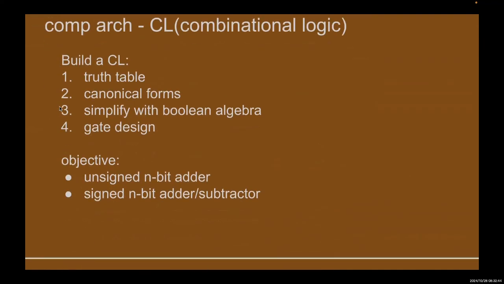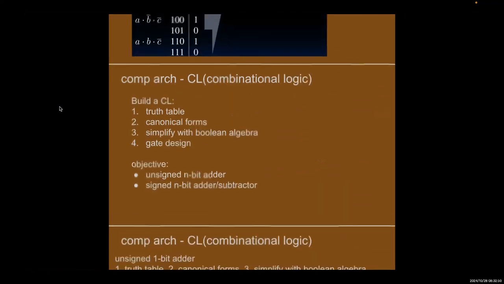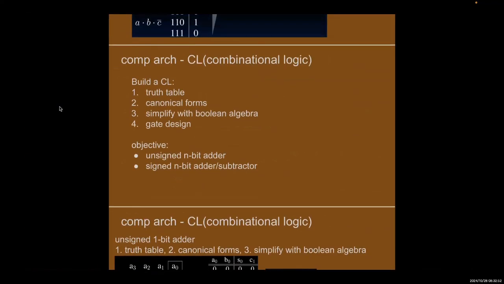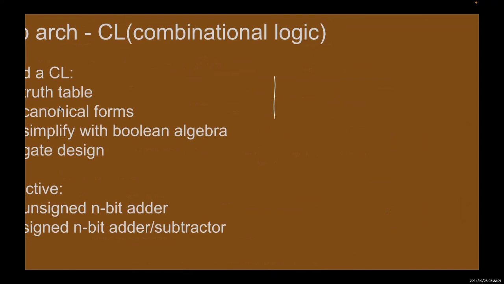And then we want to build a combinational logic. What is combinational logic? For example, combinational logic is like a larger black box, and there are a lot of gates inside. We don't care how. It's another level of black box.